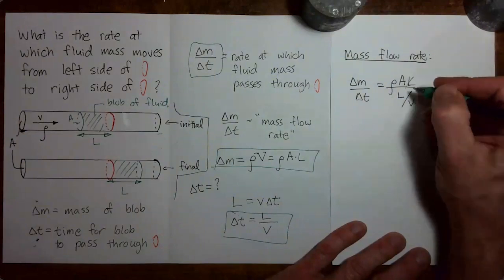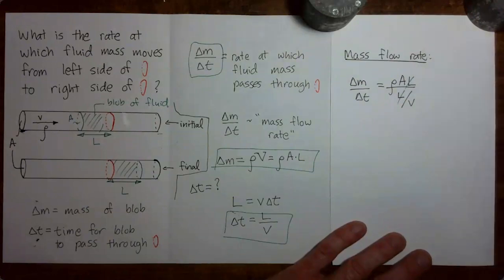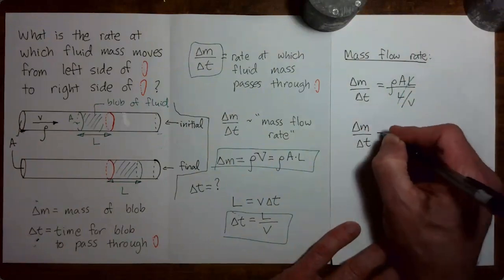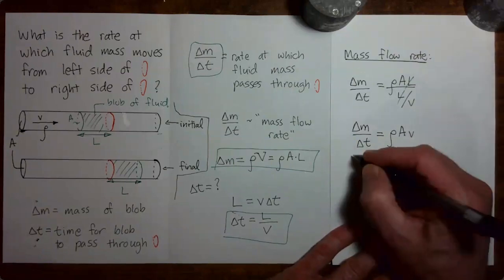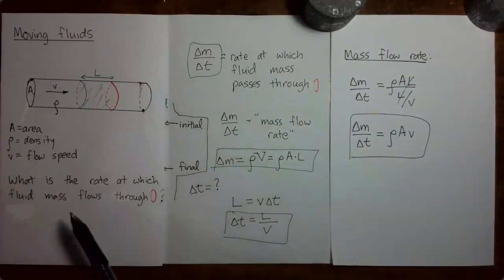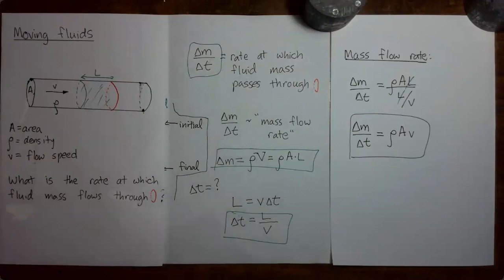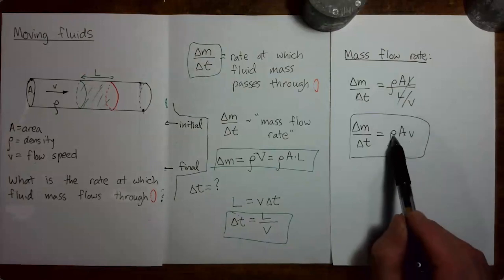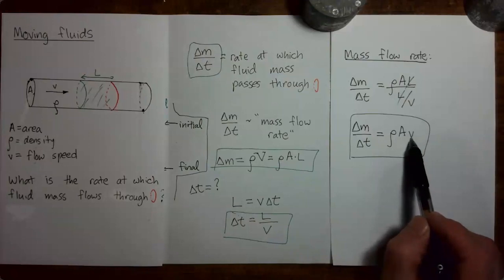So rearranging a bit, first we cancel the L's between top and bottom. Now that 1 over v in the denominator flips into the numerator, and we have our formula for the mass flow rate. The mass flow rate is the density of the fluid times the cross-sectional area of the pipe times the flow speed. So to wrap things up, we asked the question, what is the rate at which fluid mass flows through some marked section of a pipe? That rate is called the mass flow rate, and it is given by the density of the fluid multiplied by the cross-sectional area of the pipe multiplied by the flow speed.